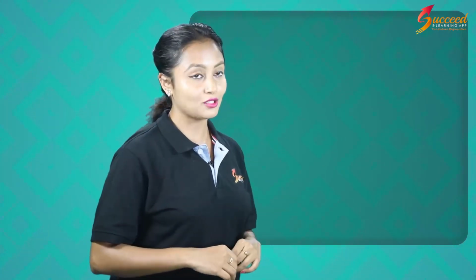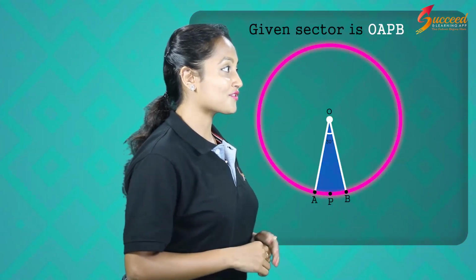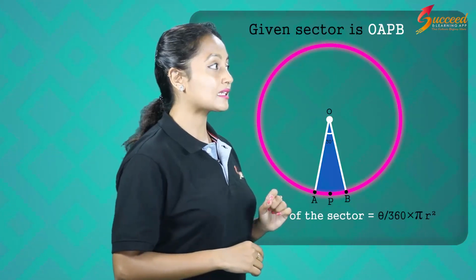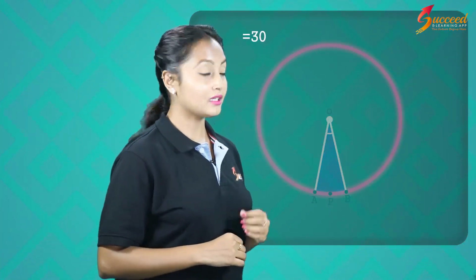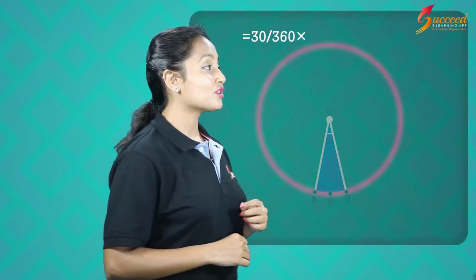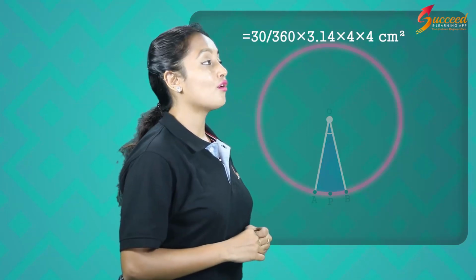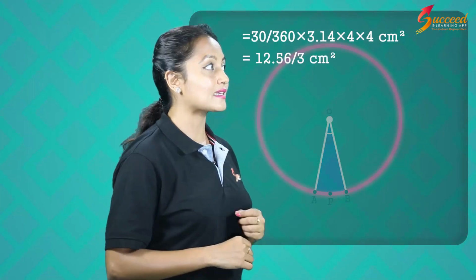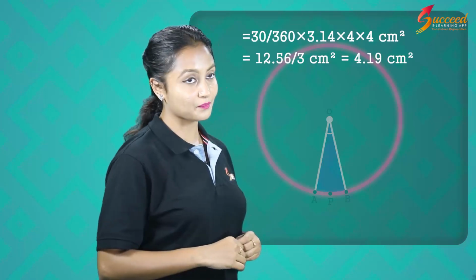Let us look into the solution. The given sector is OAPB. Look at the figure. Area of the sector is equal to theta divided by 360 degrees into pi r square, which is equal to 30 divided by 360 into 3.14 into 4 into 4 centimeter square. On calculating, you get 12.56 divided by 3 centimeter square, which is equal to 4.19 centimeter square.